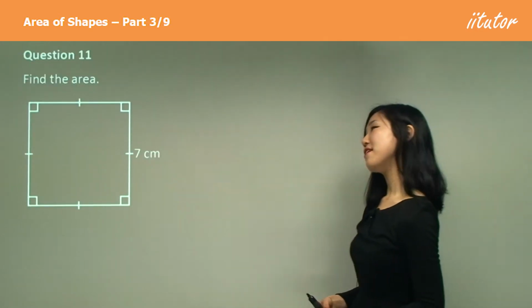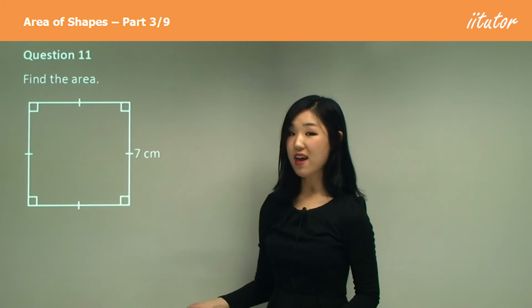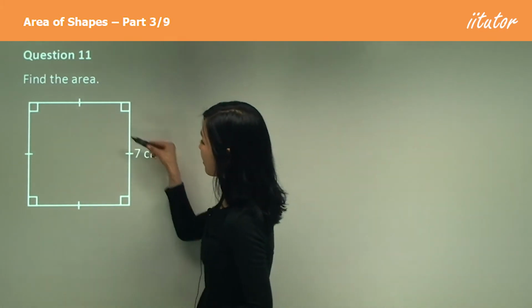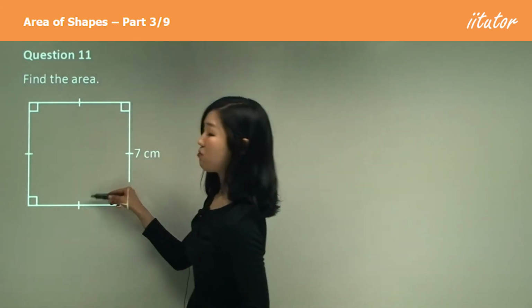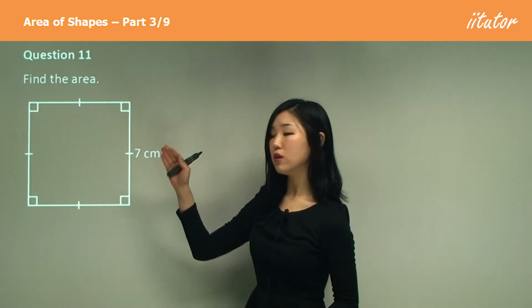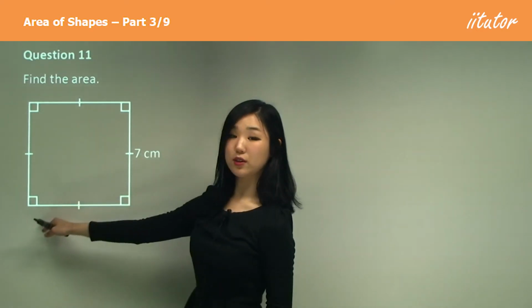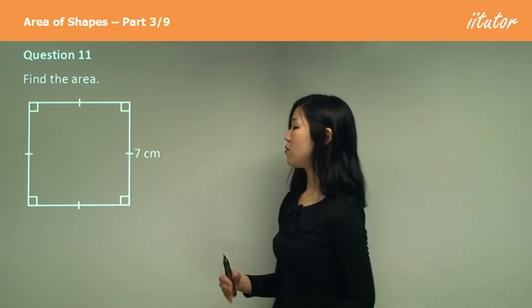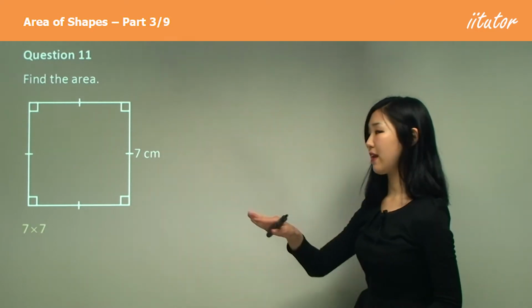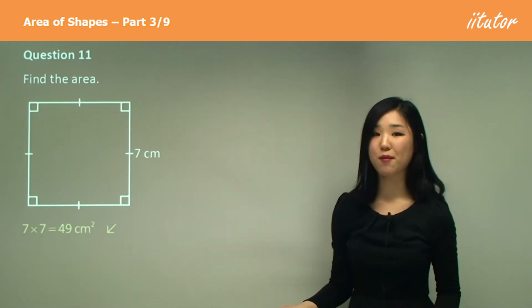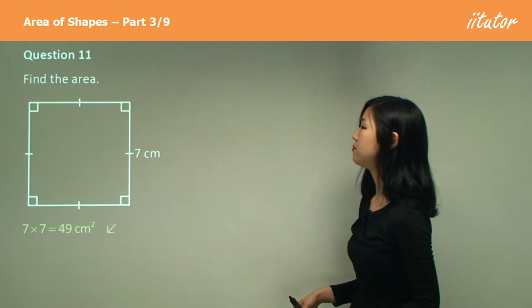Starting with 11, find the area of this square. It's given these little lines here, guys. If you don't already know, these mean that all sides are equal. So if this is 7, this is also 7. So the sides are 7, so we need to do 7 times 7, which is length times width, which is simply 49. Okay, so very, very simple.